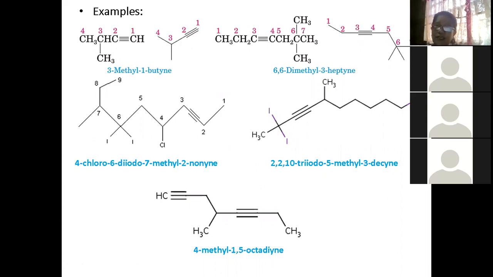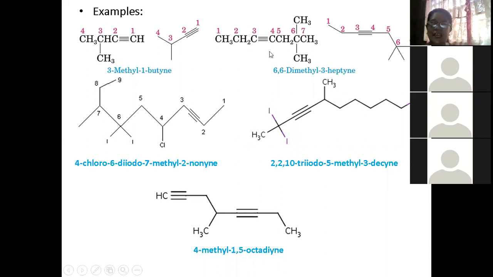Okay. First thing that you're going to do is write the triple bond position. It is at 2, not 2, no, at 9. Then you have the substituents in alphabetical order. There is chloro in carbon 4, that is 4-chloro. In 6 you have two iodo, that is 6, 6-diiodo. Then we have 7-methyl 2-nonyne. Let me check. That's 4-chloro, 6,6-diiodo, 7-methyl 2-nonyne. That's the name of that.